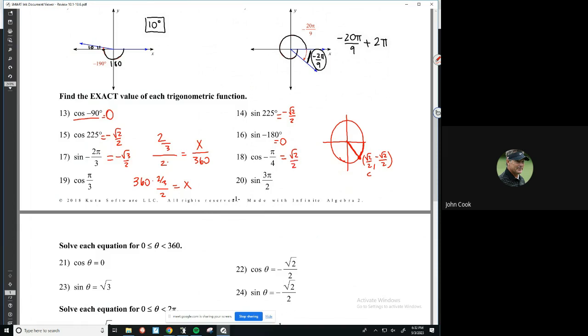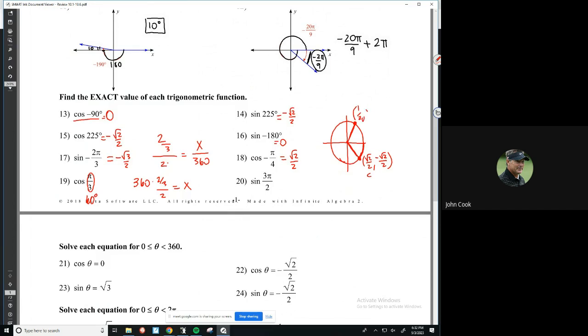Okay, 2 more. Pi over 3 is the same thing as saying 60 degrees. So pi thirds would be up here. And at that coordinate, it's 1/2, comma, square root of 3 over 2. And if I'm looking for the cosine, that's the first one, so it should just be a half.